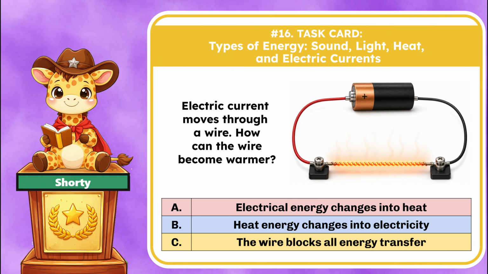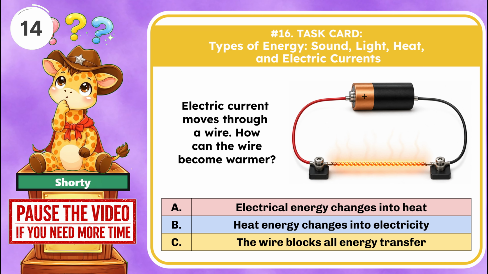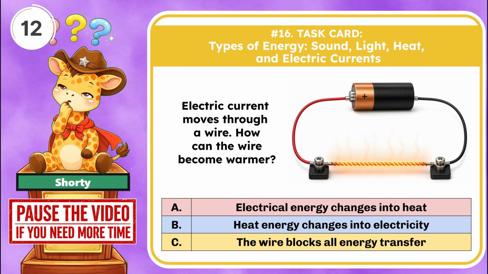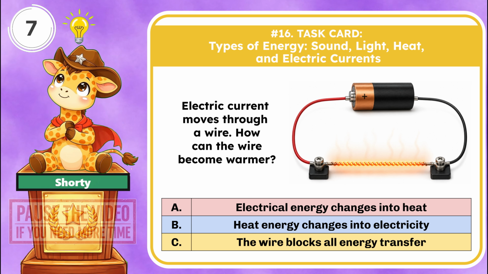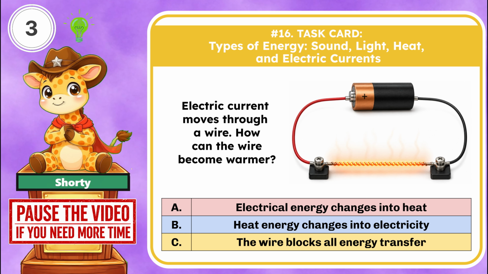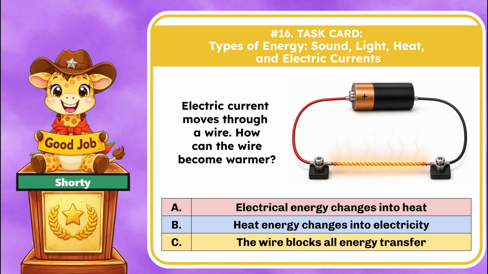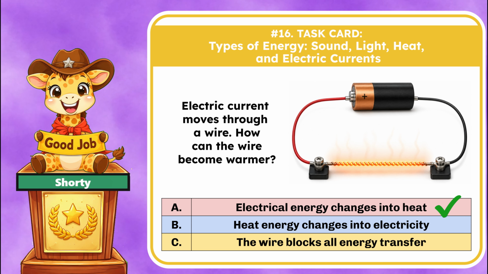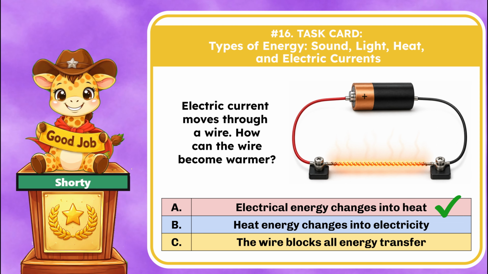Electric current moves through a wire. How can the wire become warmer? And the correct answer is letter A. Electrical energy changes into heat.